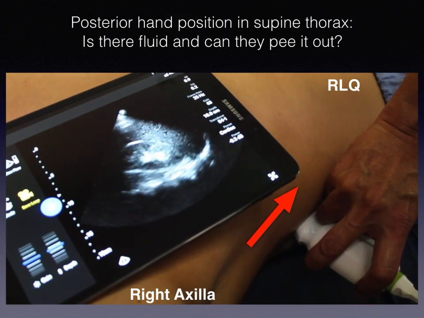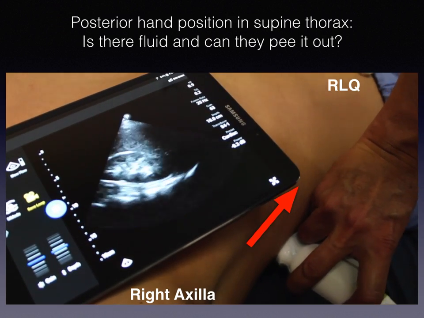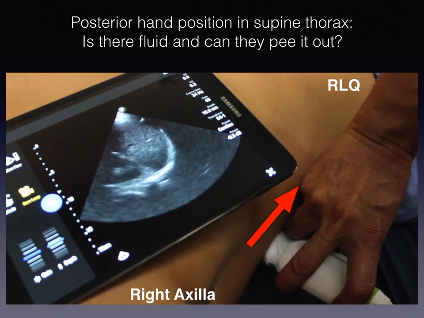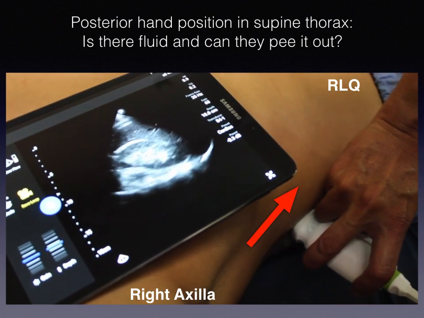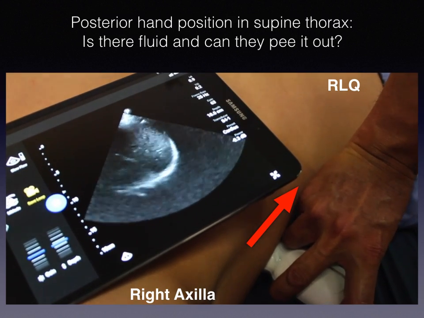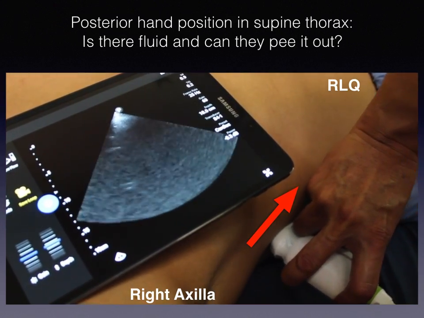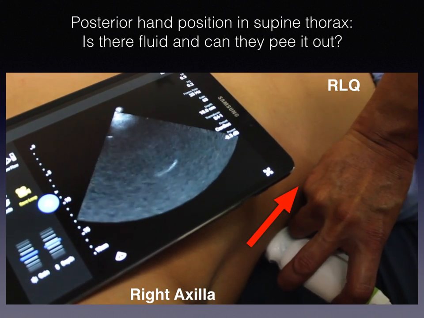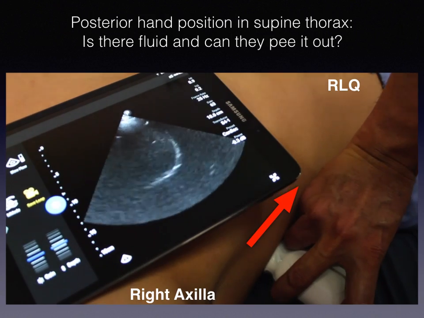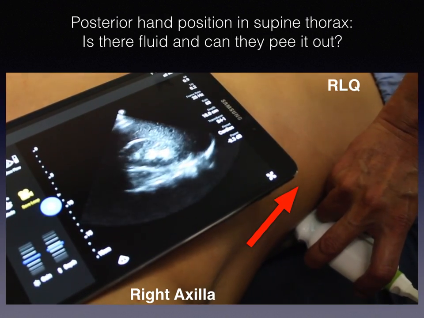So here is what we like to do as a physical mnemonic. To be sure we're posteriorly located, we ask the question, is there fluid and can they pee it out? Because if you can image the kidney in the same view while you're looking for pleural fluid, you are guaranteed to be at least somewhat posterior because you're imaging a retroperitoneal organ, as well as being on plane and not too angled upward or angled downward.